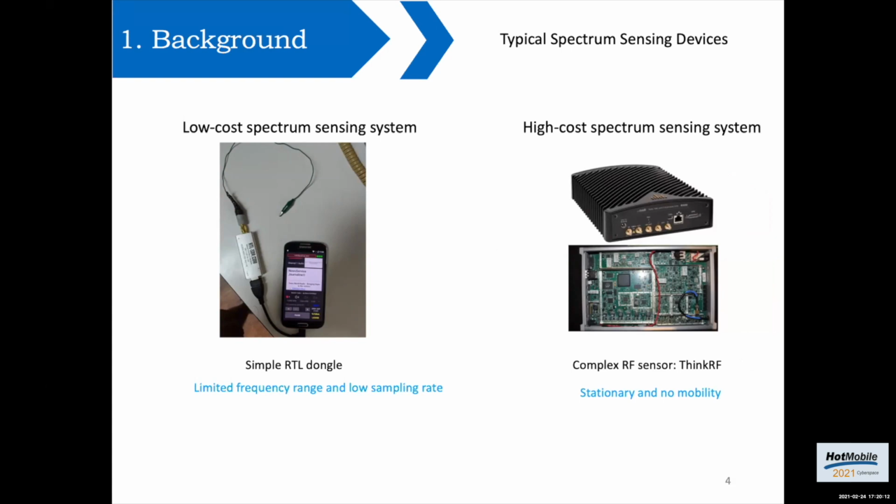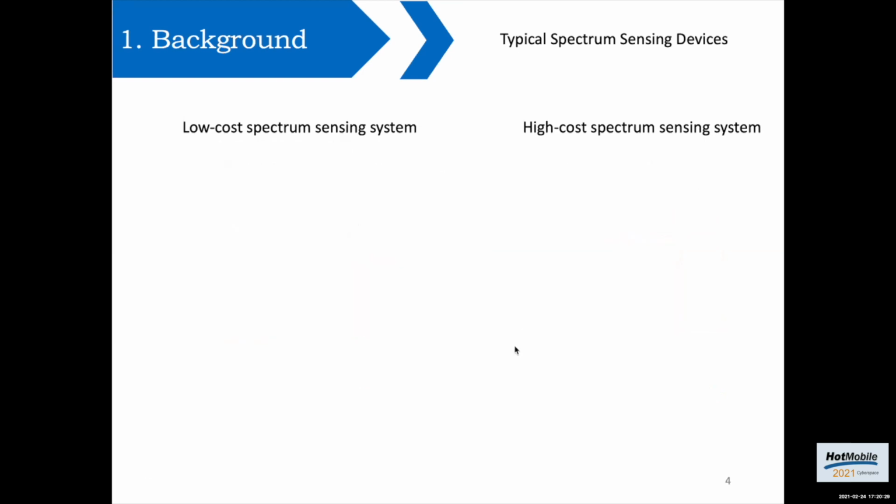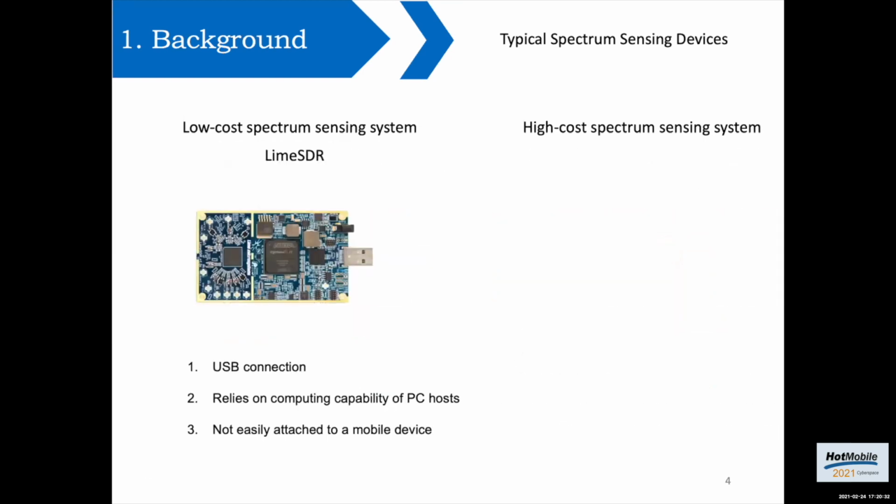Also, most practical deployments of these spectrum sensors when used for wideband sensing rely on a desktop computer as a computing resource, which cannot achieve mobility. There are also other commercial spectrum sensing platforms like LimeSDR. LimeSDR is very popular, provides higher performance than RTL, and it uses an FPGA of Altera. The biggest advantage of LimeSDR is that they use their own transceiver and has a USB connection, but it's not easy to attach LimeSDR to a mobile device. It relies on computing capability of PC host.